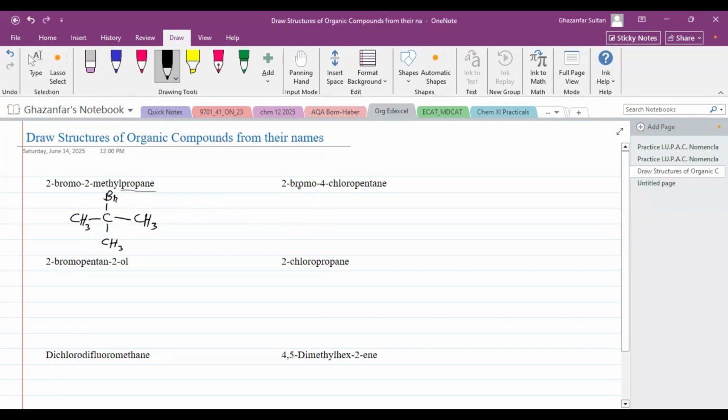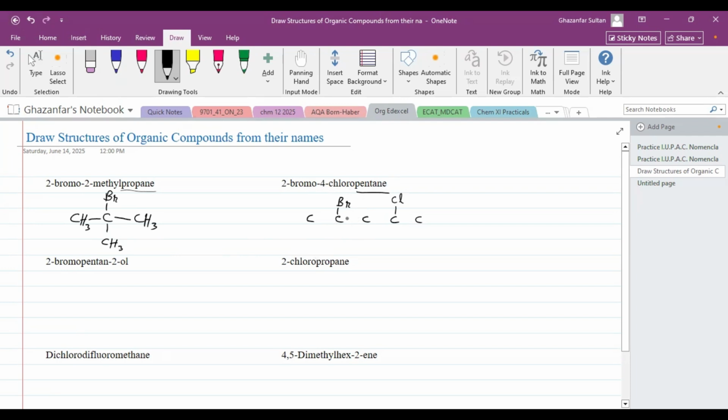Now 2-bromo 4-chloropentane, again pentane. So 5 carbon atoms, 1, 2, 3, 4, and 5. On second position, there is bromo. So Br is written here. And then chloro on the fourth position. There should be chloro. And there is no double or triple bond or any other functional group.